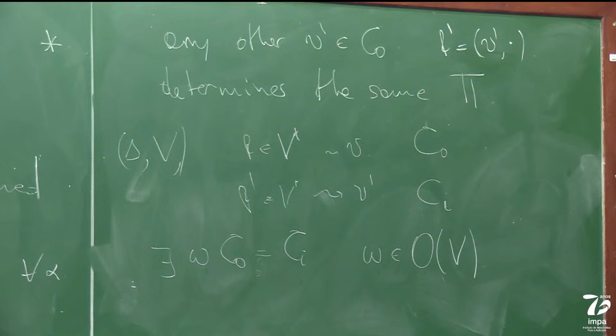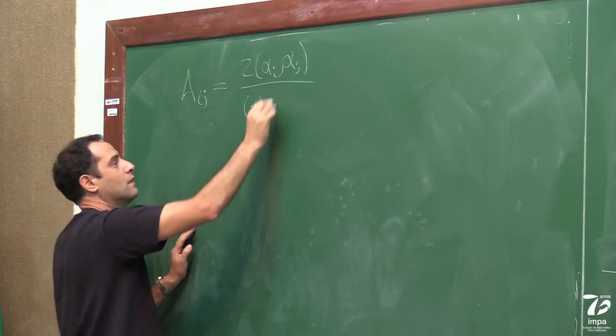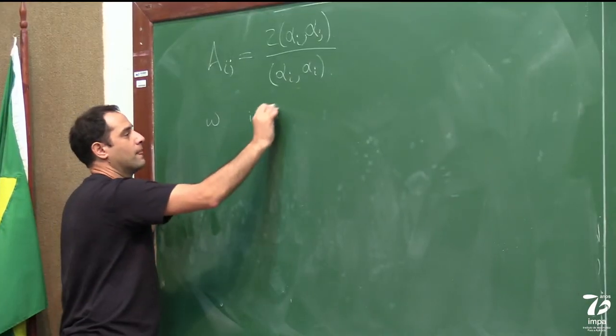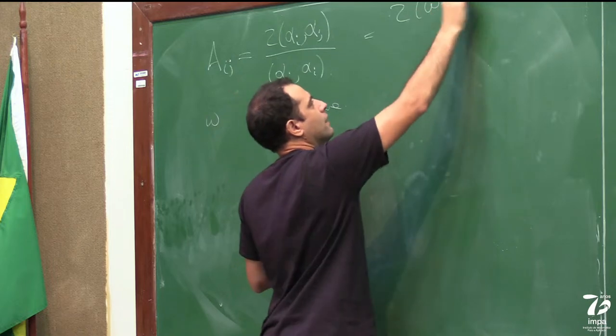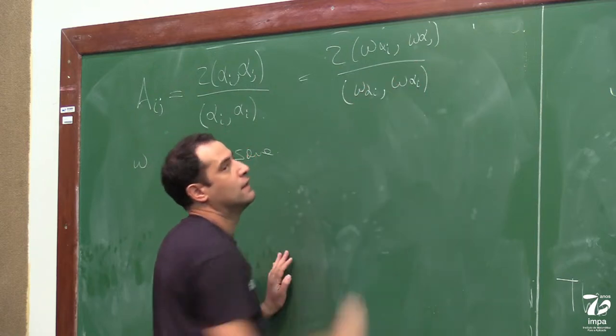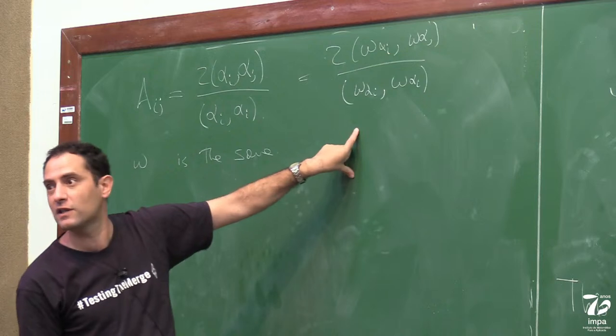In particular, since the Cartan matrix is defined by a formula that only depends on the inner product, and w is orthogonal. Again, I reserve the right of having the right matrix or the transpose. Apply w to that thing, and it's going to be the same. Namely, 2 (w alpha_i, w alpha_j) over (w alpha_j, w alpha_j). So this is the Cartan matrix that you get from choosing f, and this is the Cartan matrix that you get from choosing f prime.